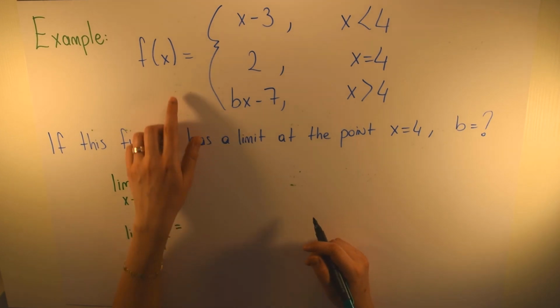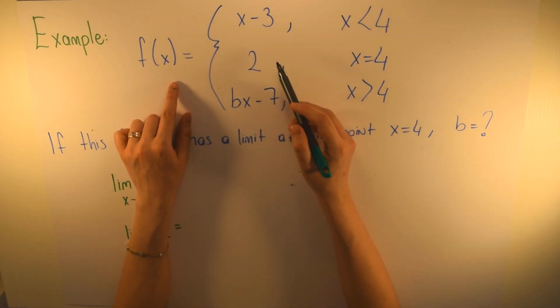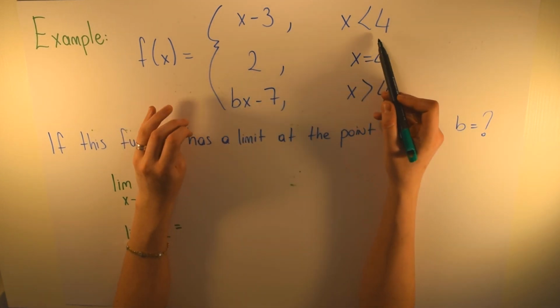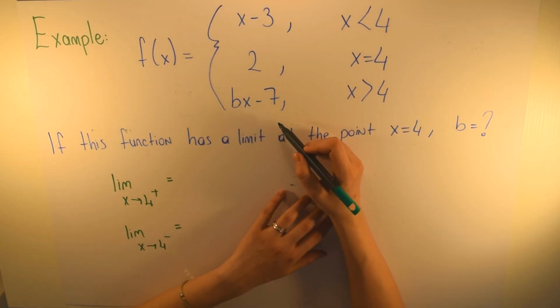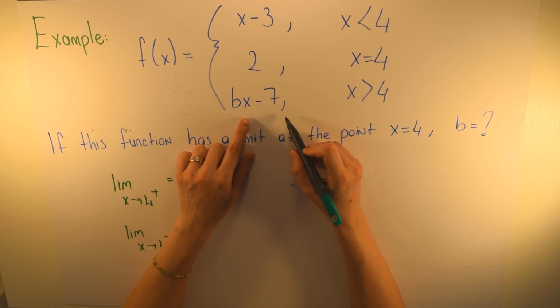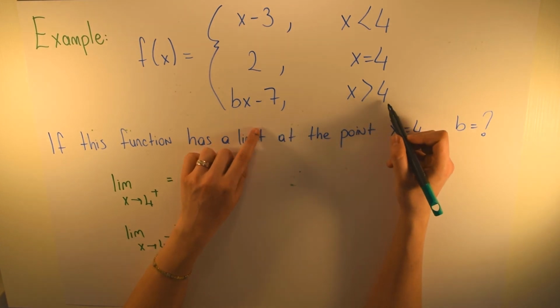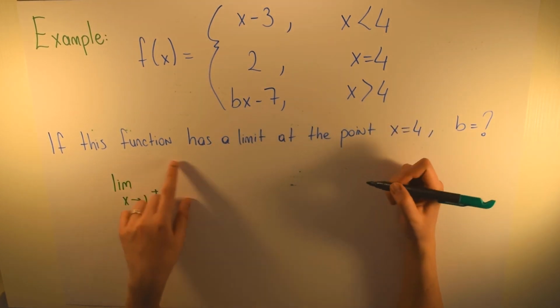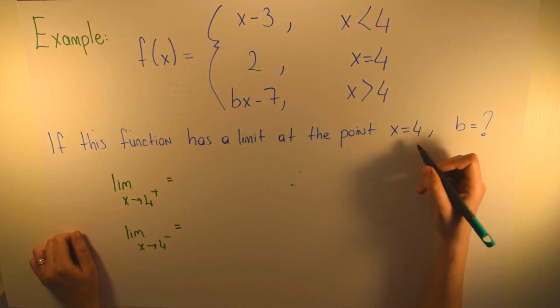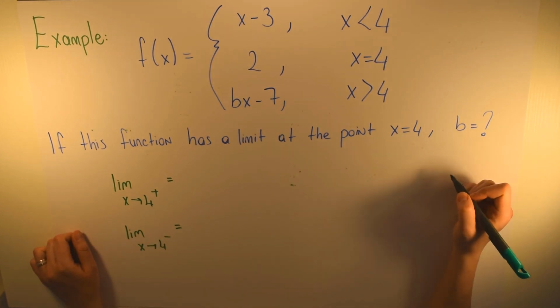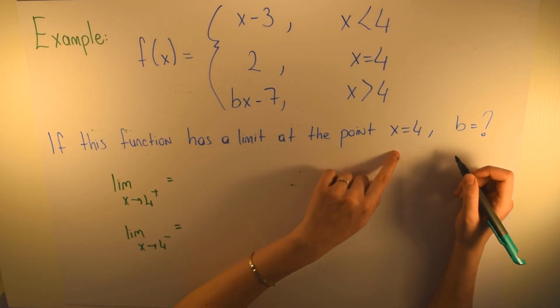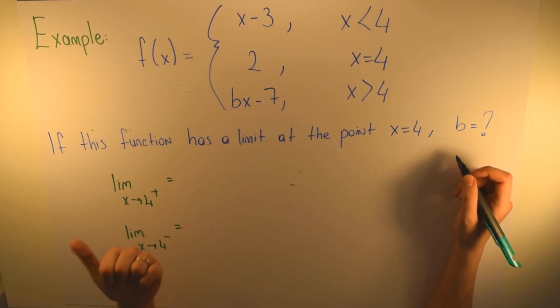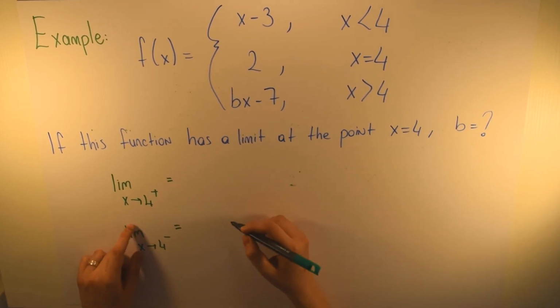In this example, we have f of x is equal to x minus 3 when x is less than 4, f of x is equal to 2 when x is equal to 4, and f of x is equal to bx minus 7 when x is greater than 4. If this function has a limit at the point when x is equal to 4, what is the value of b? So if this function has a limit at the point of 4, it means that the limits from the left and right side are equal to each other, right? So let's find their values.